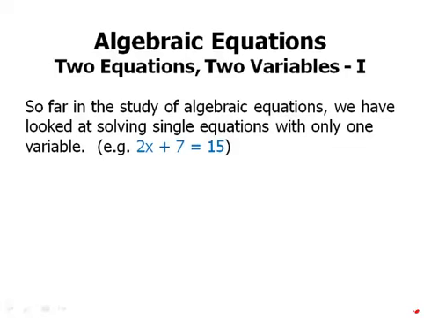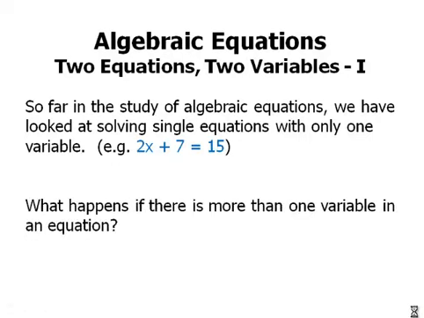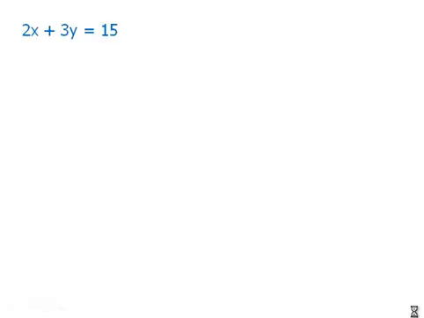Two equations with two variables. So far, in the study of algebraic equations, we have looked at solving single equations with only one variable. For example, something like 2x plus 7 equals 15. What happens if there is more than one variable in an equation?